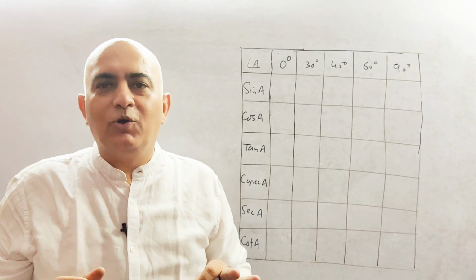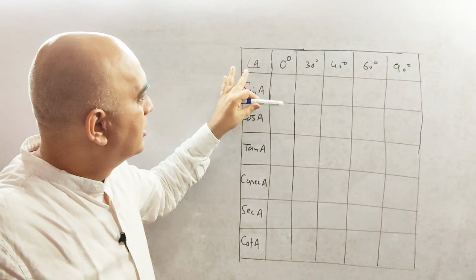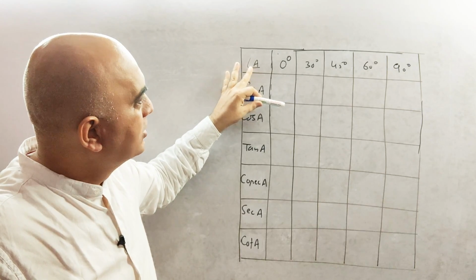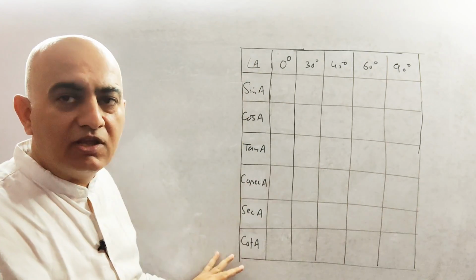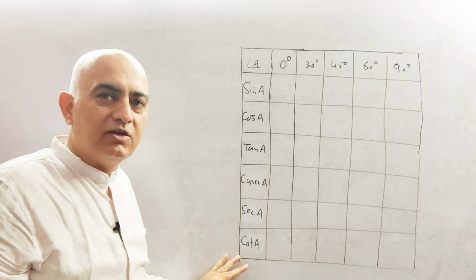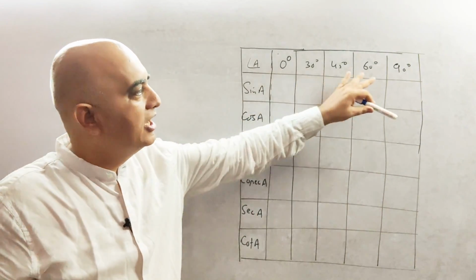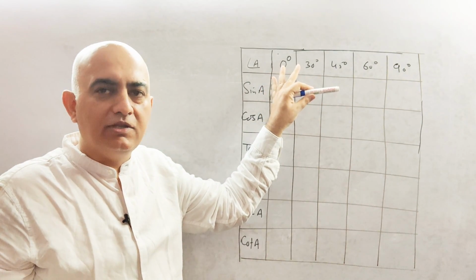After the discussion on the values, now we are discussing the trigonometric table with you. Here we are taking the angle A, right? And here are the trigonometric ratios: sine, cos, tan, cosec, sec, and cot, right? And we have the angles for which we have already discussed how we can obtain their values.